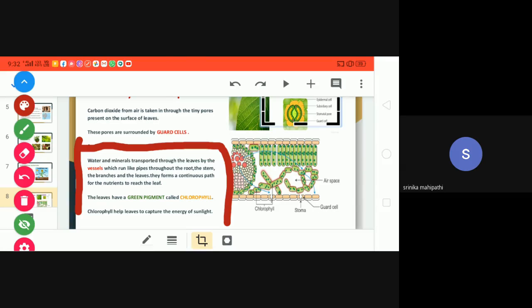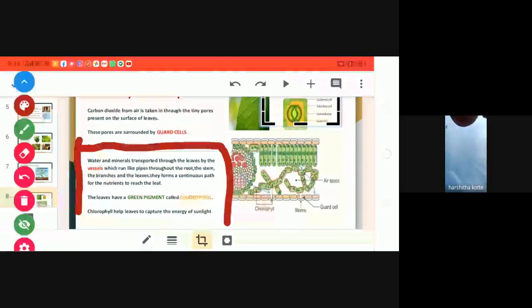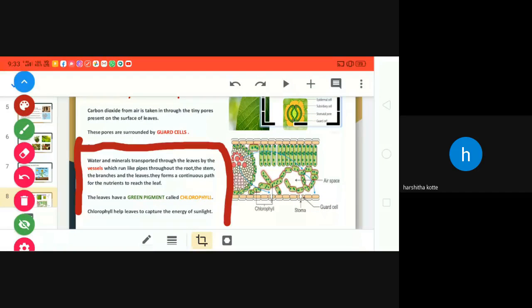Like that, plants contain some vessels. What are the uses of vessels? Water and minerals are transported through the leaves. For example, we are getting water from the water tank to the tap with the help of a pipe, right? Is it clear?